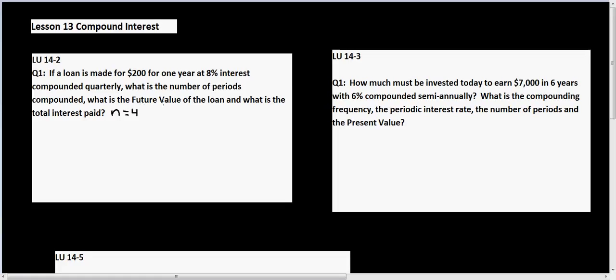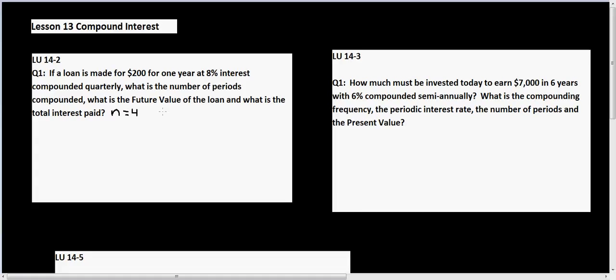What's the future value of the loan? That simply means how much are we going to pay out at the end of the year for both the principal and the interest. If it was simple interest, we would take that $200 at 8% and we'd be done. But because the interest is paid out on the principal plus the interest as it accrues, we have to pay a different amount. So what's the formula?